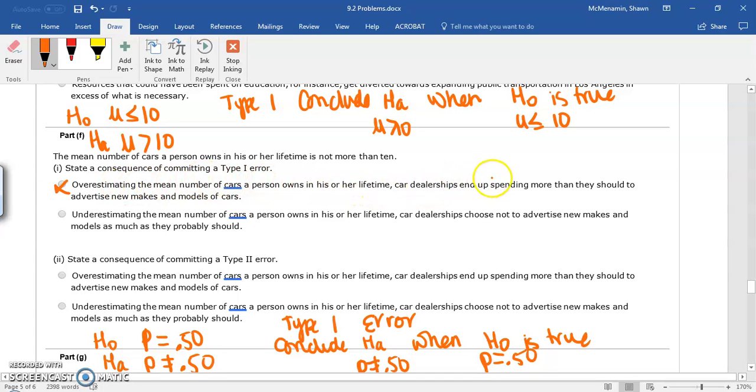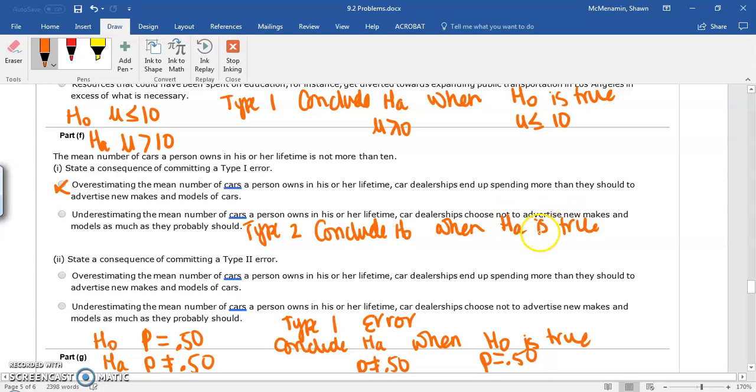Car dealerships end up spending more than they should to advertise new makes and models of the car because they think that people are going to own a lot of cars when in fact they actually own less than or equal to 10. A type 2 error would be to conclude H naught when HA is true.